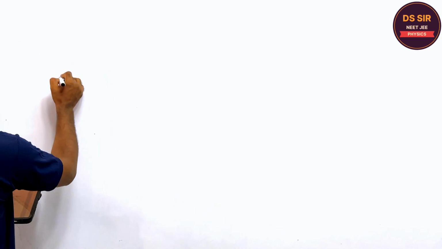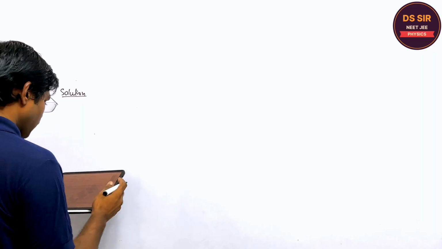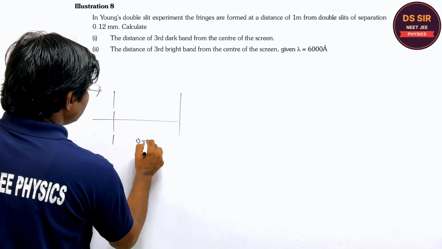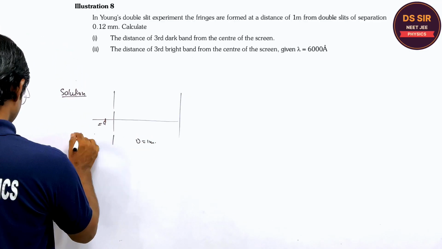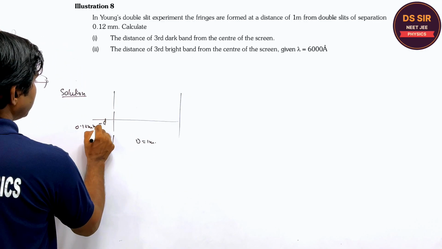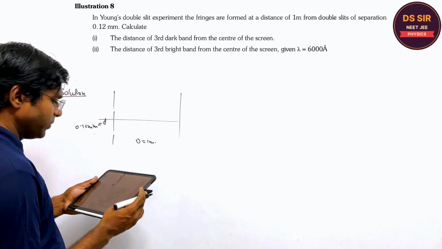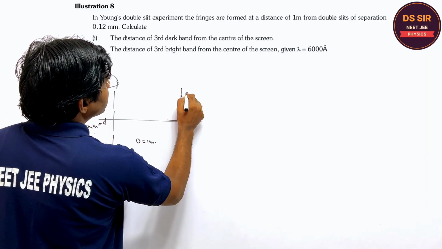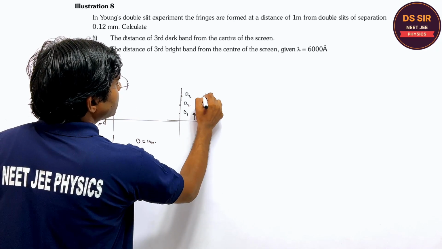Copy this. So read this illustration. I am writing the solution. Yes, in this question, YDSE, in this YDSE, what is given? D is equal to 1 meter, and the slit separation is given as 0.12 millimeter, right? The distance of the third dark band from the central, okay, this is D1, D2, and this is D3. I think you are very well aware, D1, D2, D3.